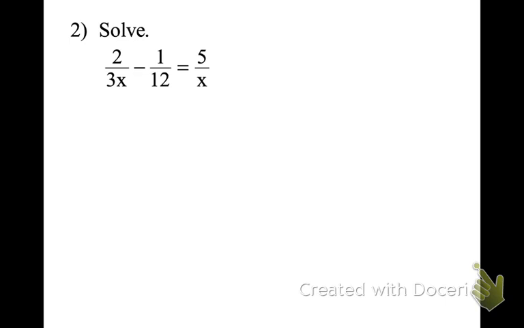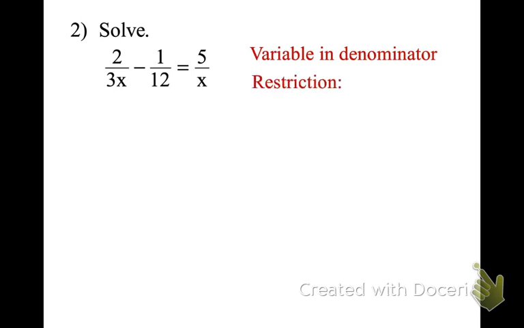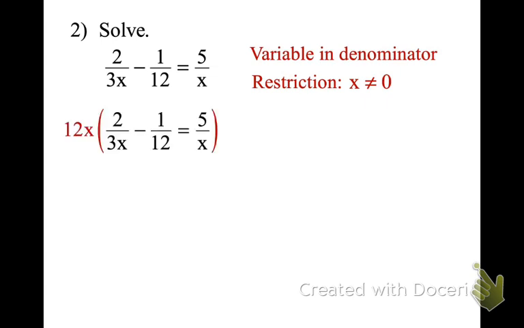Pause the recording. Don't forget to start with your restriction. Okay, what is my restriction? X cannot equal 0. You need to say x cannot equal 0, whatever it is. And that's only when there's a variable in the denominator, right? So what is my least common denominator? What am I multiplying by, Alex? 12x, good. Otherwise, with 3x, I can't clear the 12.